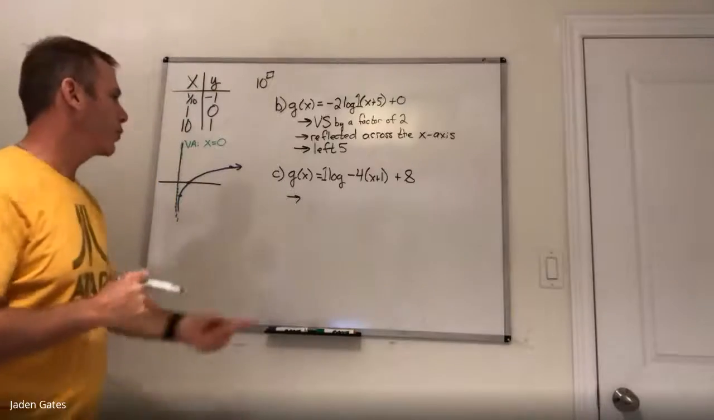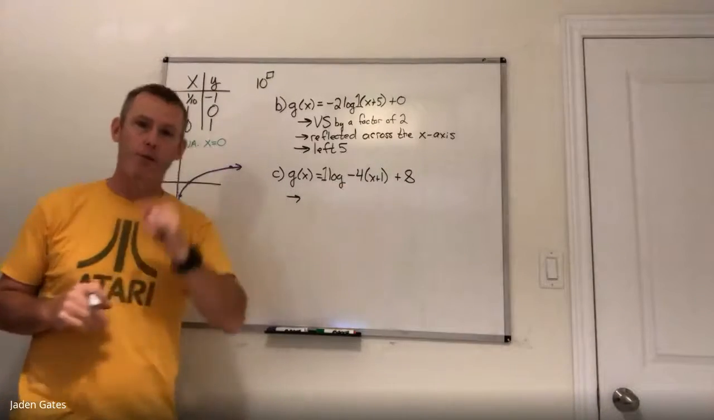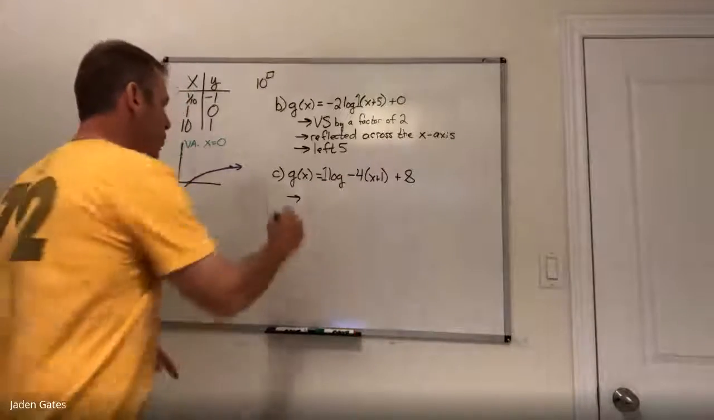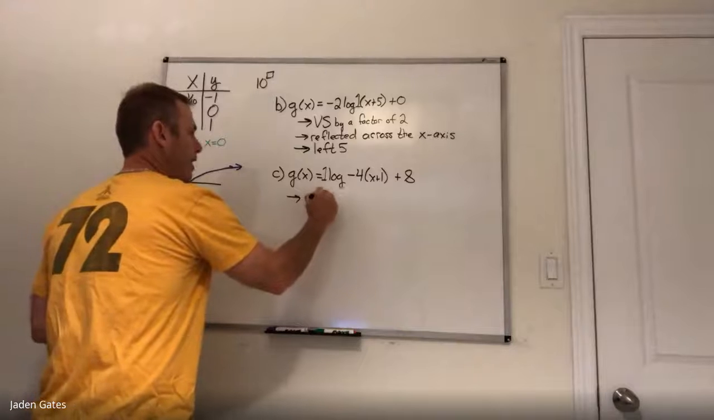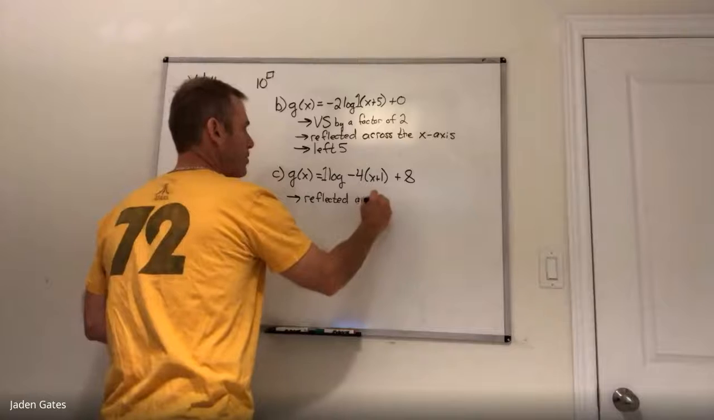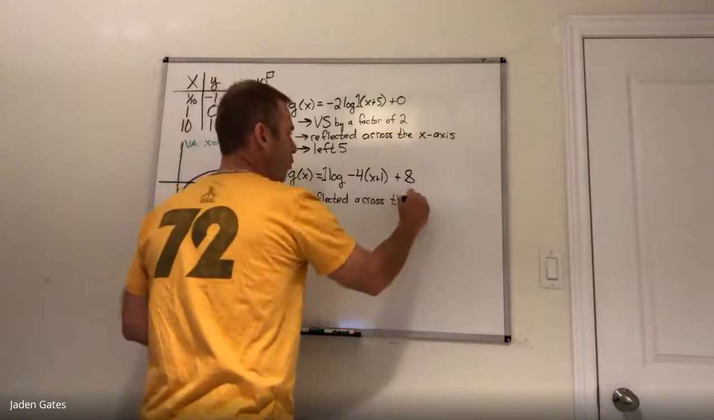Now we get to my K value. This is where things are a little bit different. Number one, we have the negative sign, which means this transformation would be reflected across the y-axis.